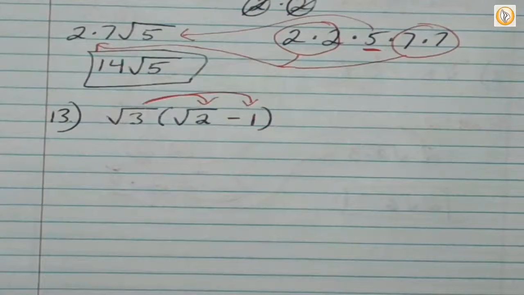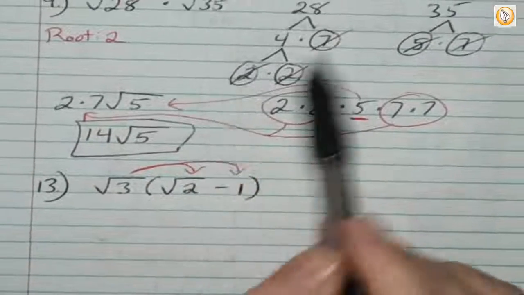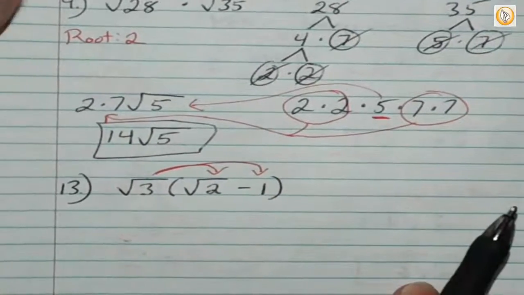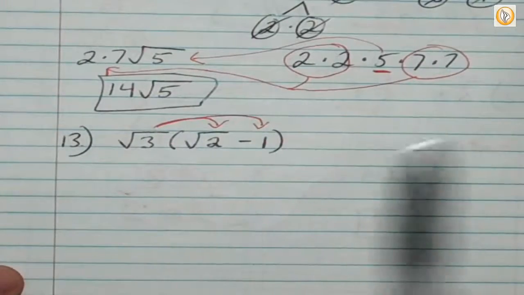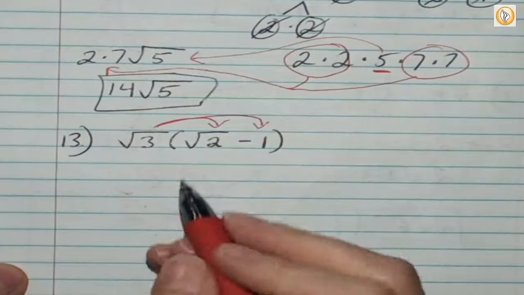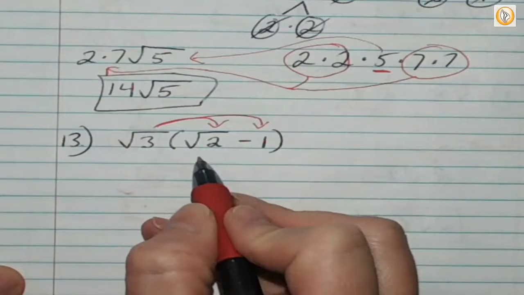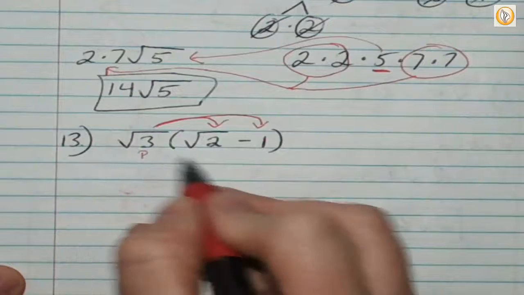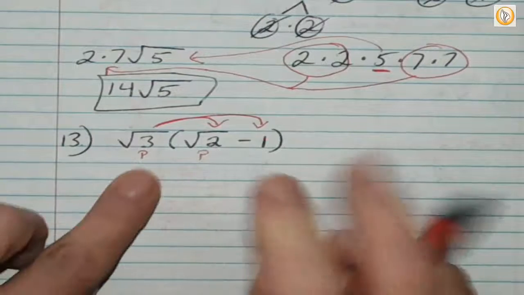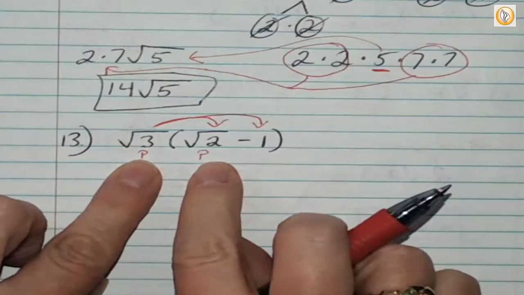Okay, now, all we're doing is multiplying. That's it. You're going to apply the same rules from up here as you would here. In this case, boys and girls, is 3 prime? Is 2 considered prime? Yes. So I'm going to put a little P underneath there. So do we have to factor those out?